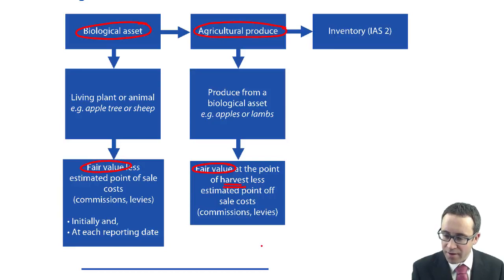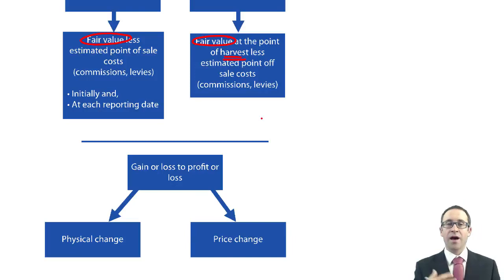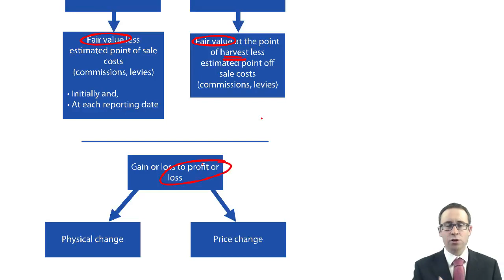The key bit is that we've got the fair value of the asset and the fair value of the produce. That will give us a gain or loss. So that gain or loss is taken immediately to profit or loss. No measurement through other comprehensive income. It is just any gain or loss immediately to profit or loss. That's what you show within the financial statements.